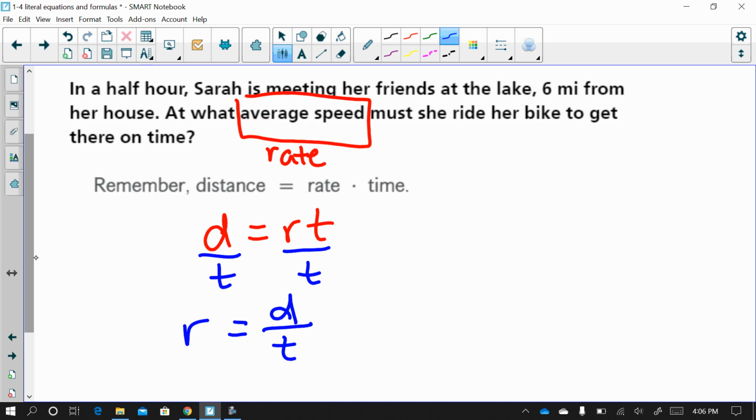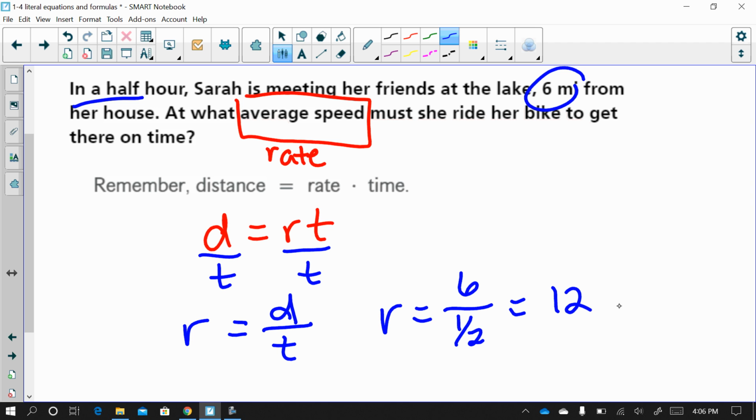So what's my distance? 6 miles. What's my time? Half an hour. Okay, so 6 divided by a half is equal to 12. She needs to go 12 miles per hour on average.